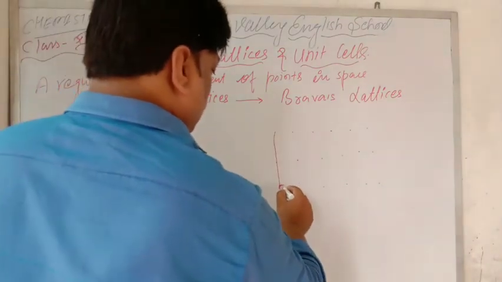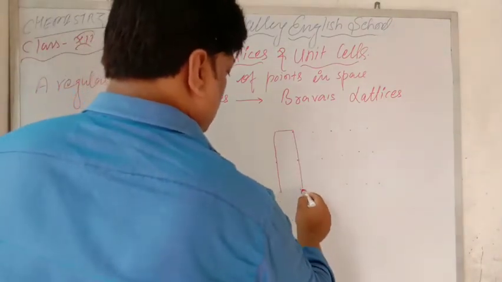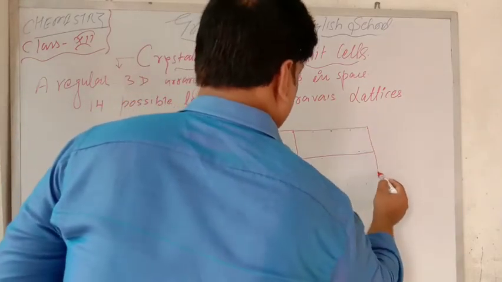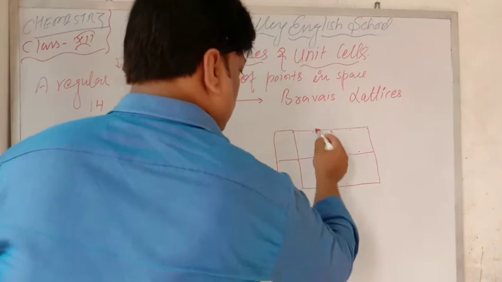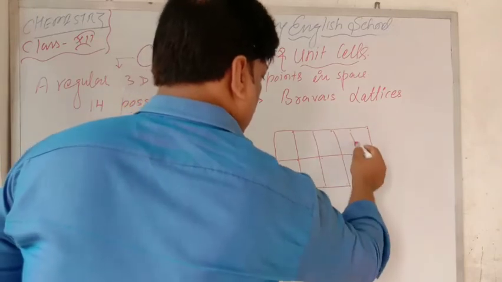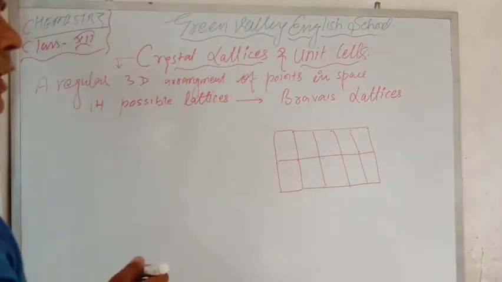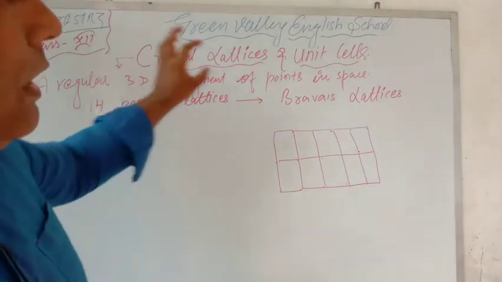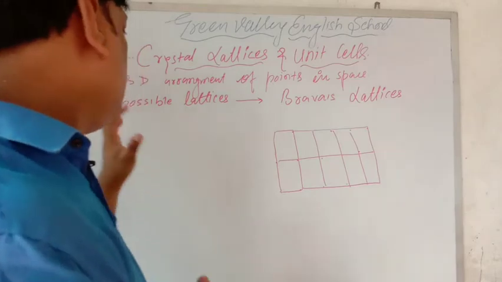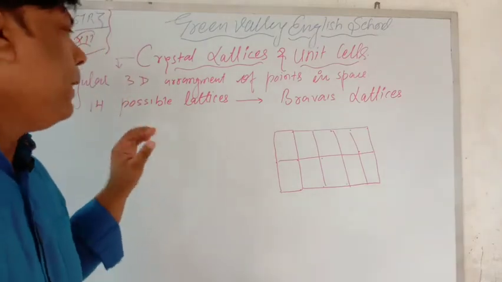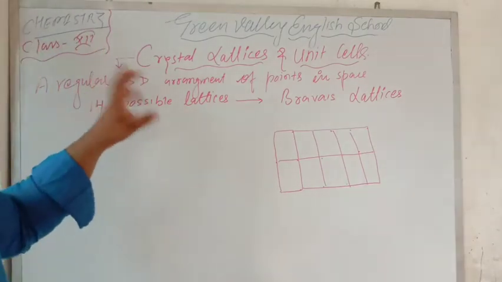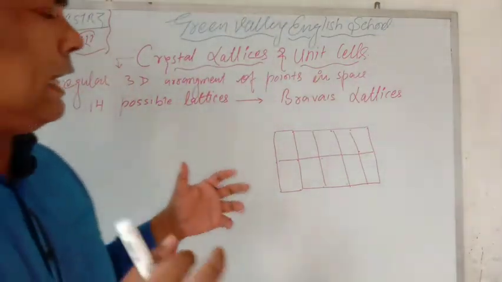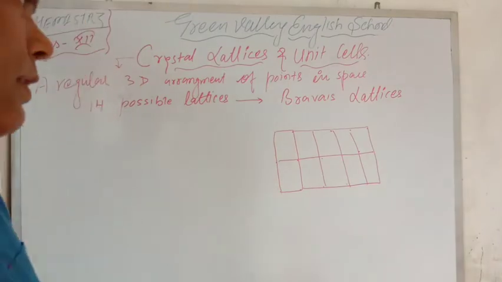Suppose that it's our structure in a plane, right? Now there are 14 possible lattices, only 14, and these 14 possible lattices are called Bravais lattices. Now what are the characteristics of Bravais lattices?